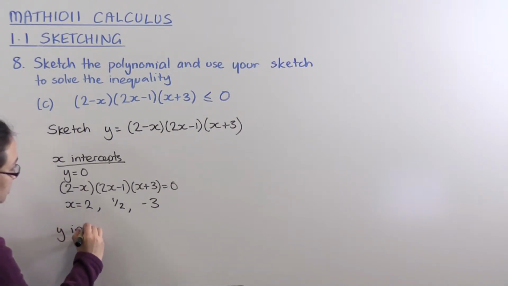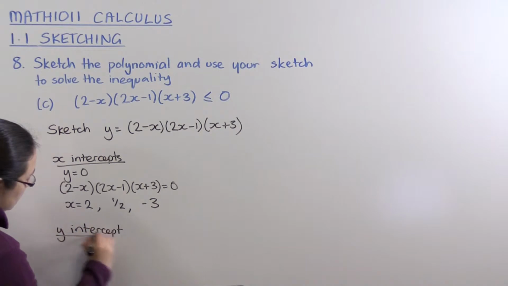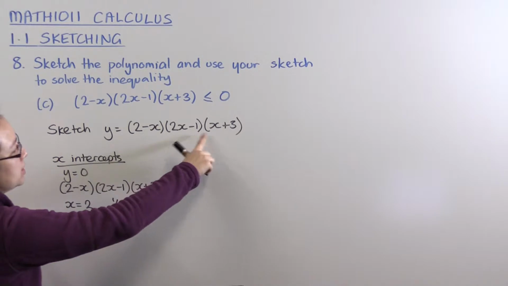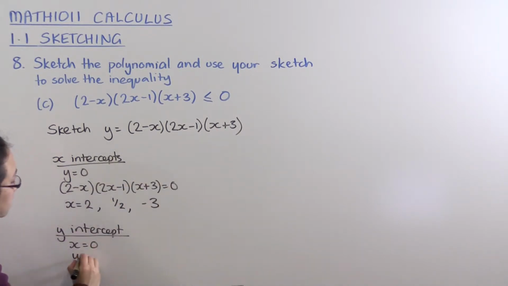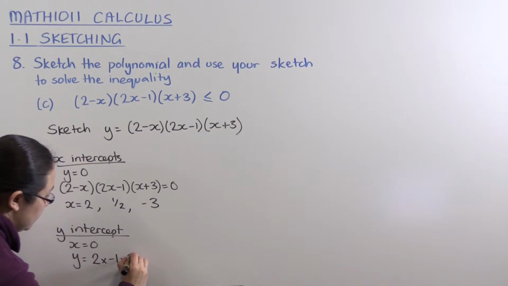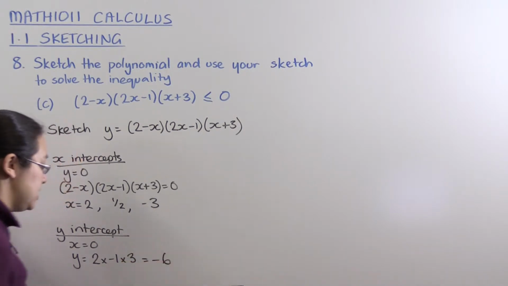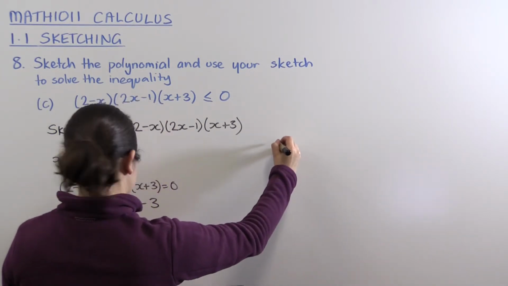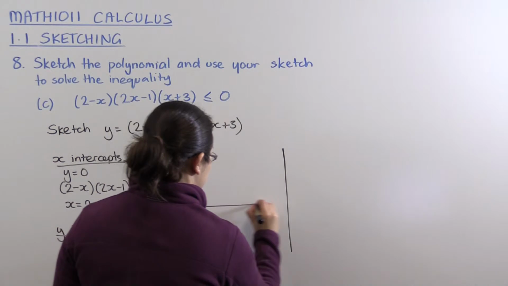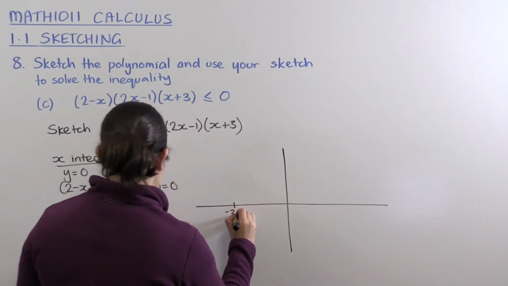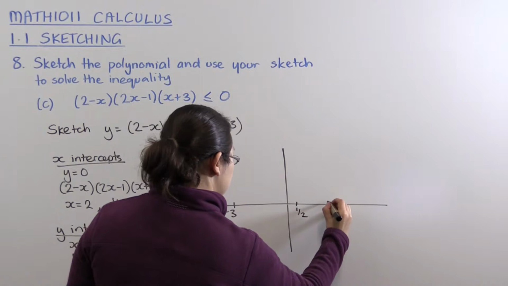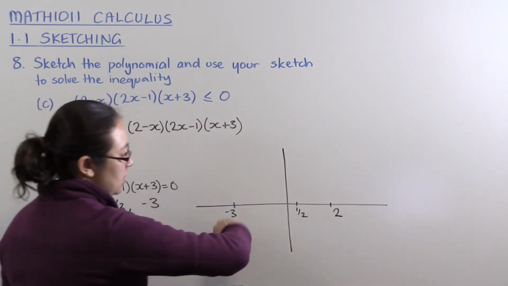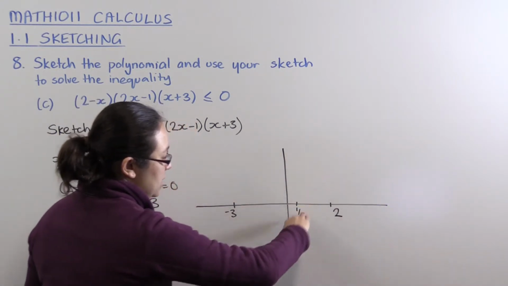For our y-intercept, we can just substitute x equals 0, and we will get 2 times minus 1 times 3. And that gives us minus 6, a y-intercept of minus 6. So our cubic is going to go through minus 3, a half, and 2. And cubics are either going to look like this, or they're going to look like this.